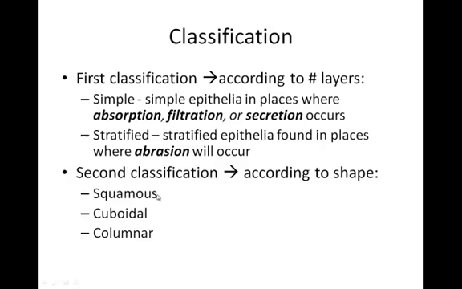Our second type of classification is according to cell shape, and we're going to have flat cells, very flat cells. Those are called squamous cells. We have cube-shaped cells. Those are cuboidal cells. And then we have column-shaped cells called columnar cells.